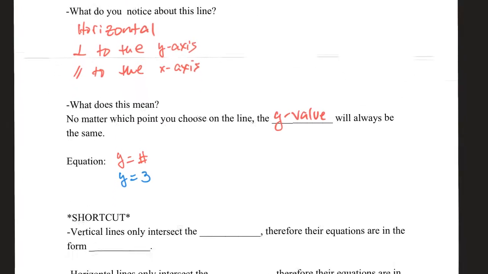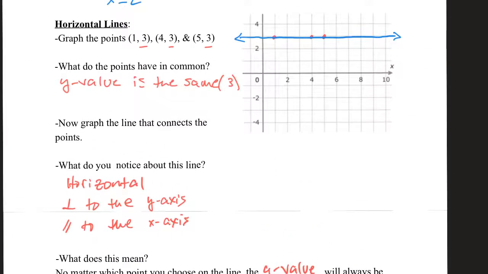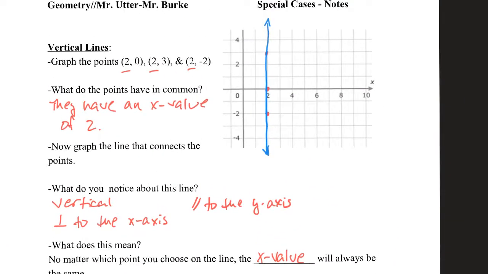Now, there is a shortcut. For vertical lines, let me scroll back up here. Vertical lines only intersect the x-axis. So let's take our case right here. This line only intersects the x-axis right there at 2. So therefore, we say it's x equals 2.